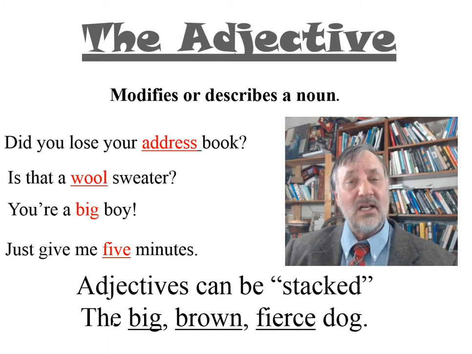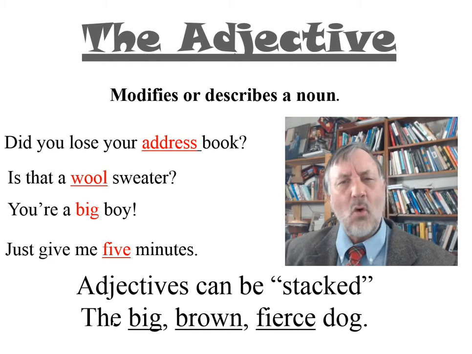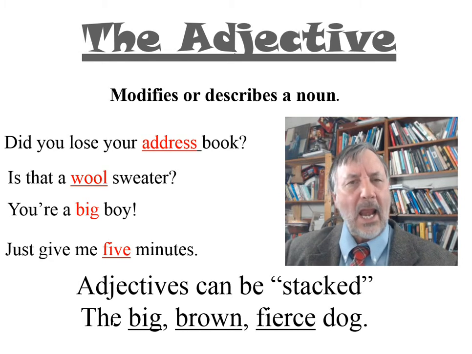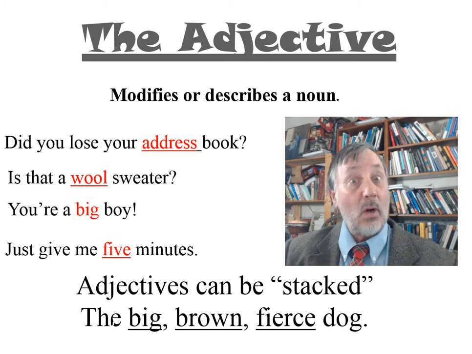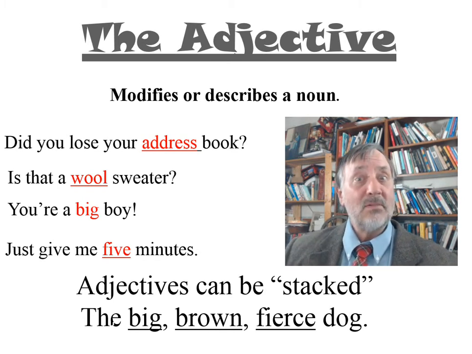So it also tells us a count, how many, what kind, various kinds of qualities. And one more thing to remember is that adjectives can be stacked. So we see down below here the description, the big brown fierce dog. You see, we can have a number of adjectives all going to further specify what kind of dog it is. Okay, so that's the adjective. It modifies or describes a noun.